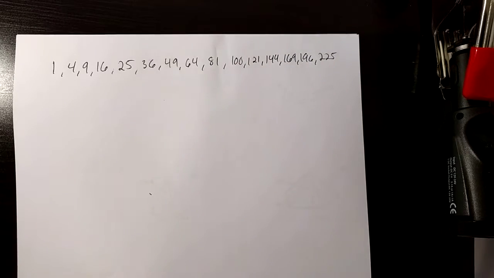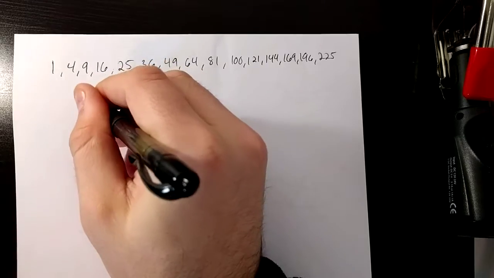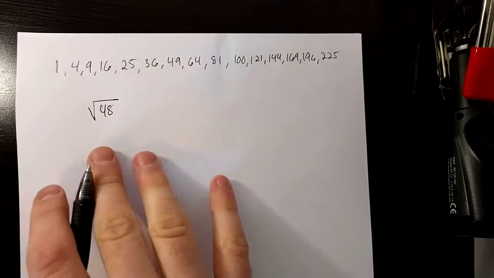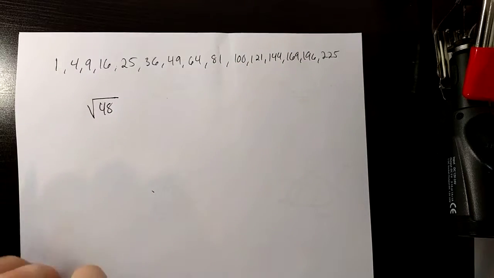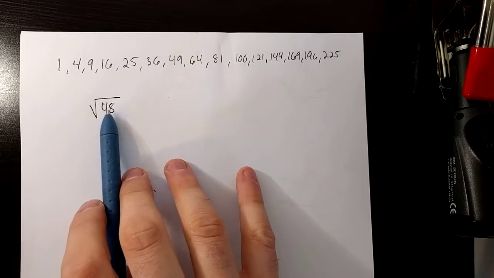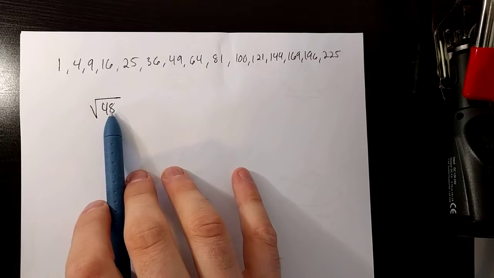Now, for example, if I have the square root of 48, 48 is not on this list. It is not a perfect square. However, we have to determine whether or not it has any hidden perfect squares inside of 48. So do any of these numbers appear as a multiple of another number to make up 48?